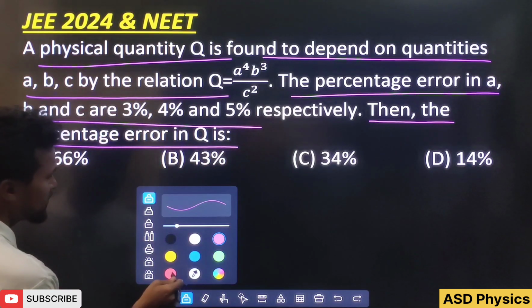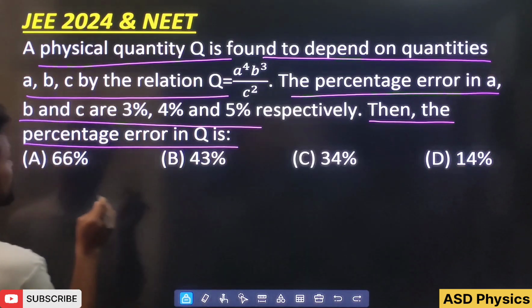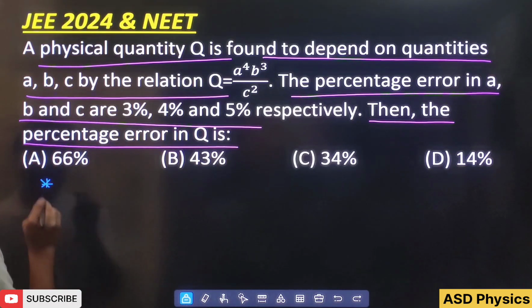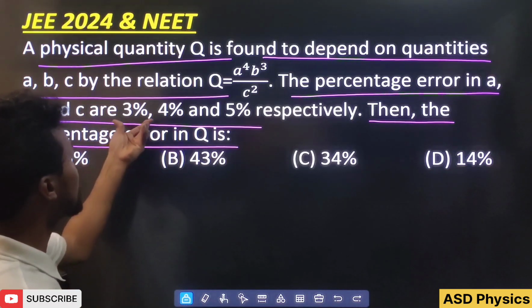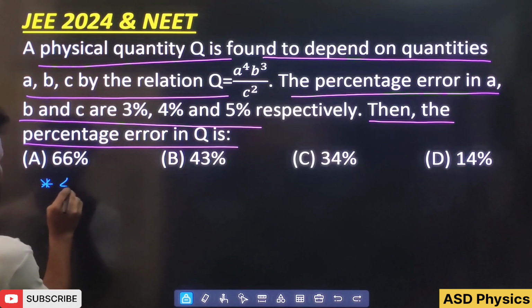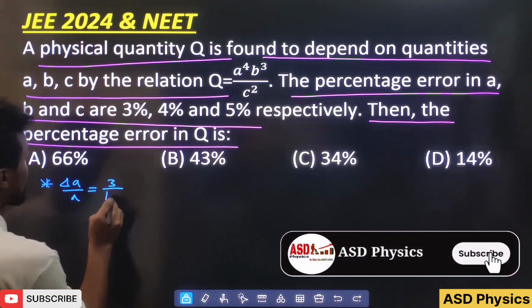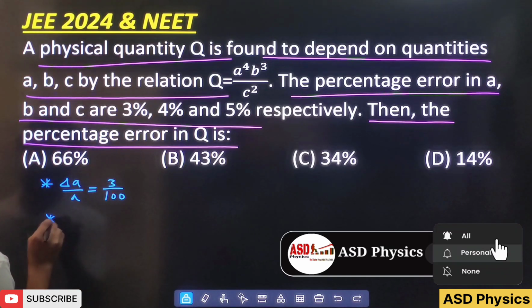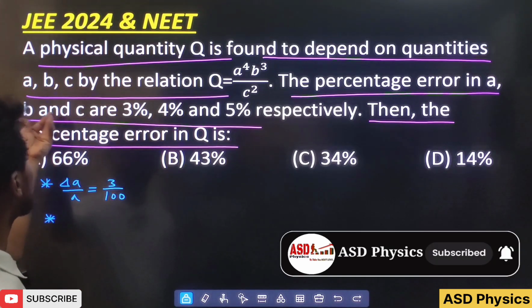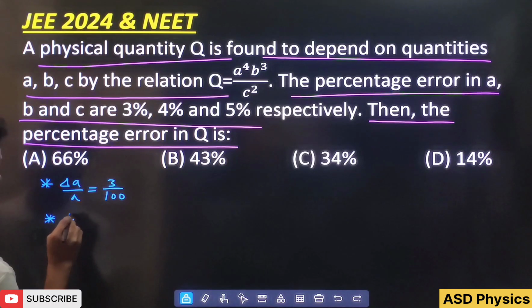So I will write here in a very basic way. First, it is given here percentage error in A, how much? 3%. So 3% means I can write here delta A by A is 3 by 100. Similarly, percentage error in B, how much is given? 4%. Then what we can get here?